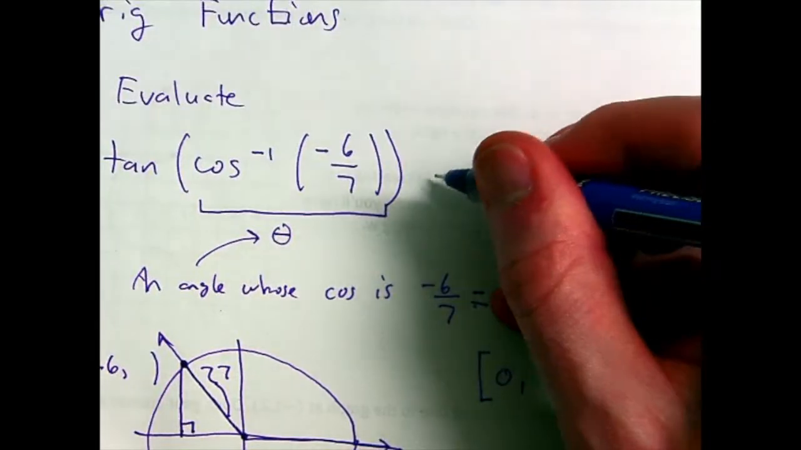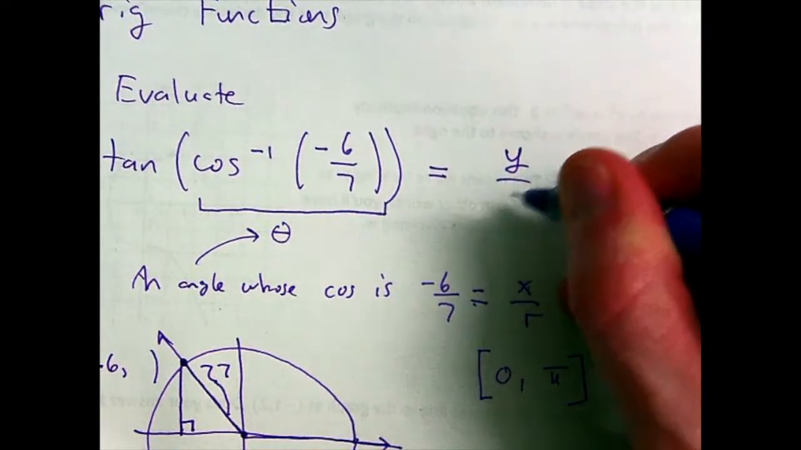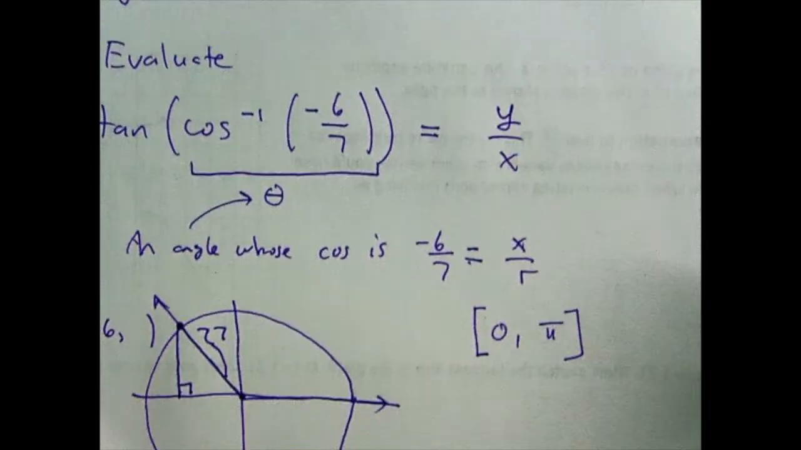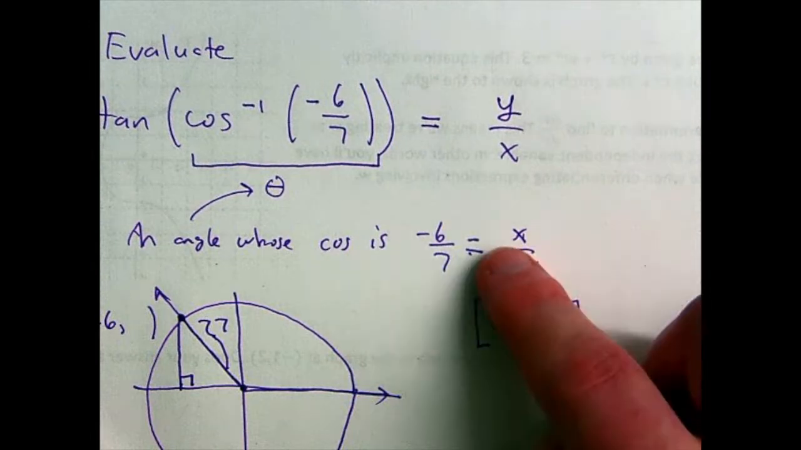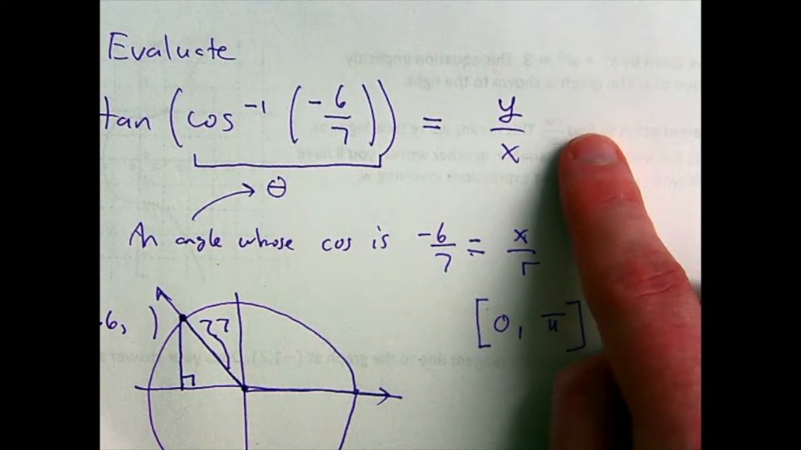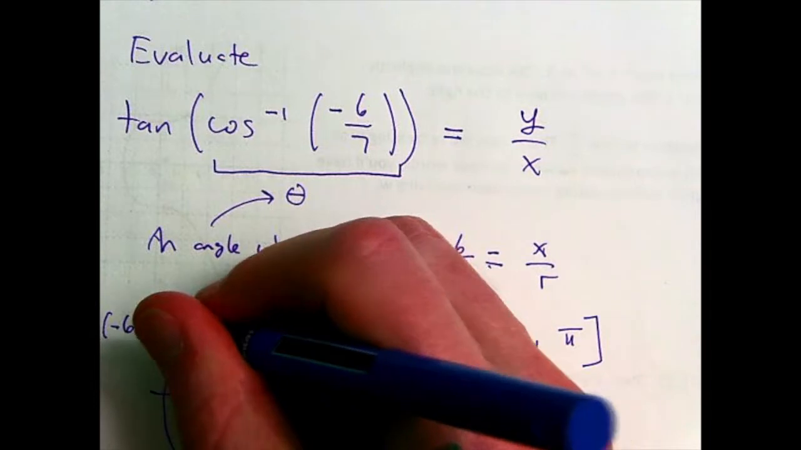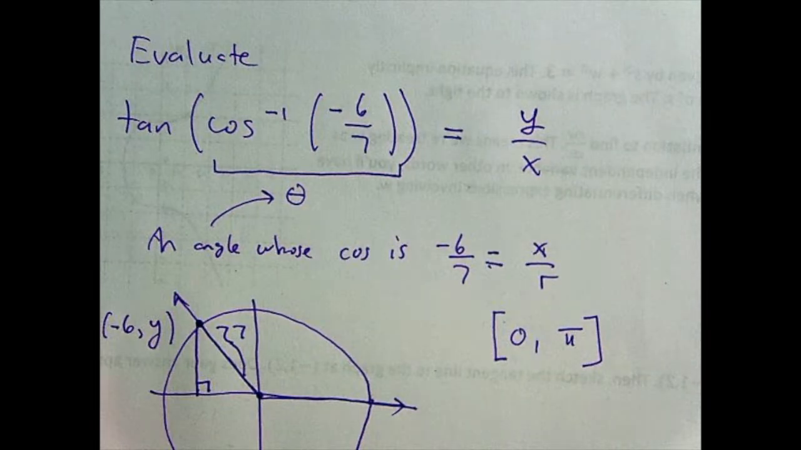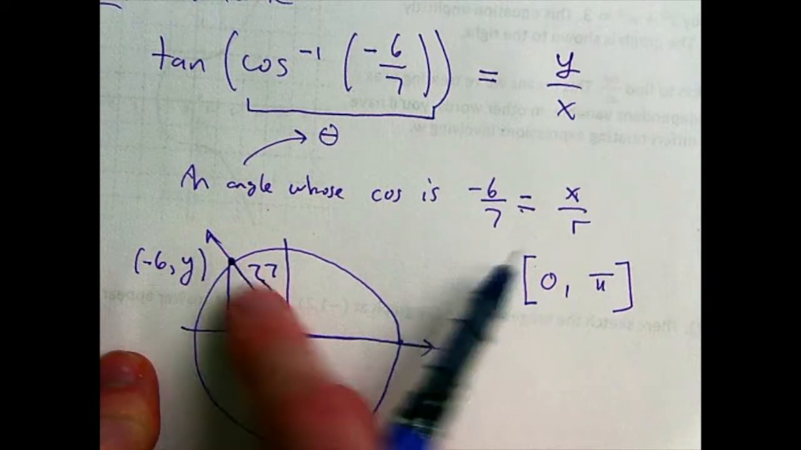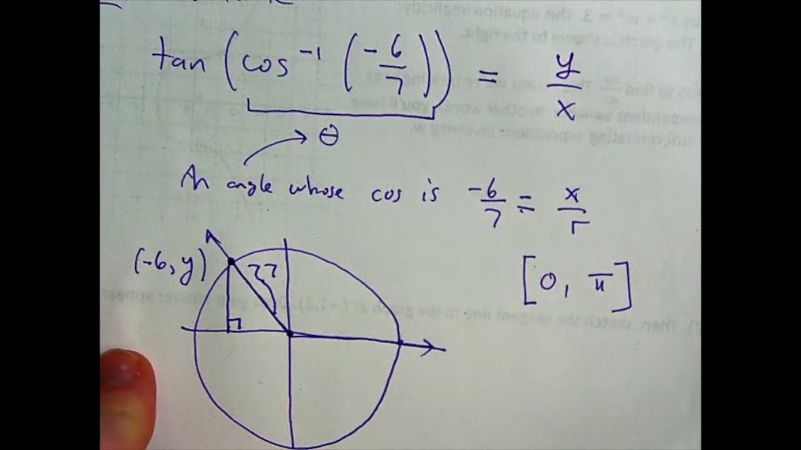What is the tangent of theta? What's the definition? Well, it's y over x, isn't it? We already know x. We just observed that x is -6. All that we're missing is y. And y, of course, refers to the y-coordinate of this intersection point. So if we can find the y-coordinate of this intersection point, we're done.